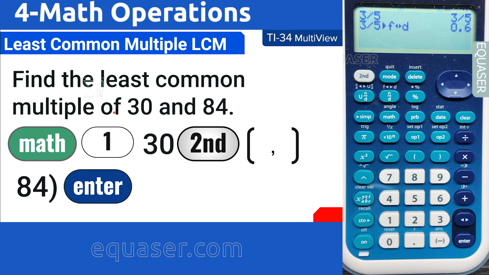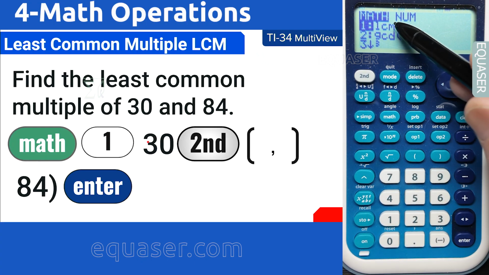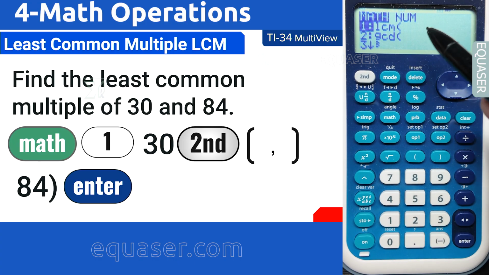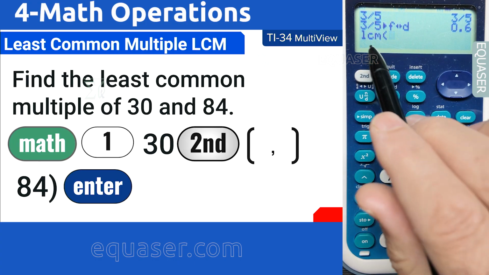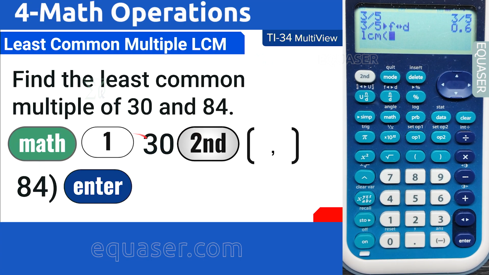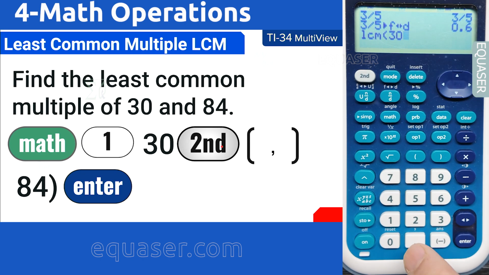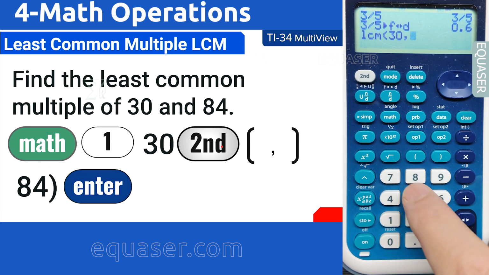Now LCM is a least common multiple. Let's find out the least common multiple, or LCM, of 30 and 84. So press math, and here we have LCM, GCD, and factorial, and some other stuff. So LCM is 1. Now it shows LCM. So we enter 30, and then we need to enter comma. For the comma, we press second function on this button, second function, comma, and then 84.